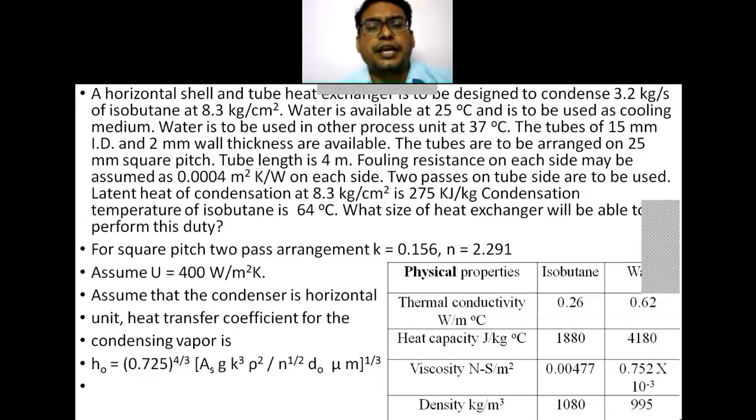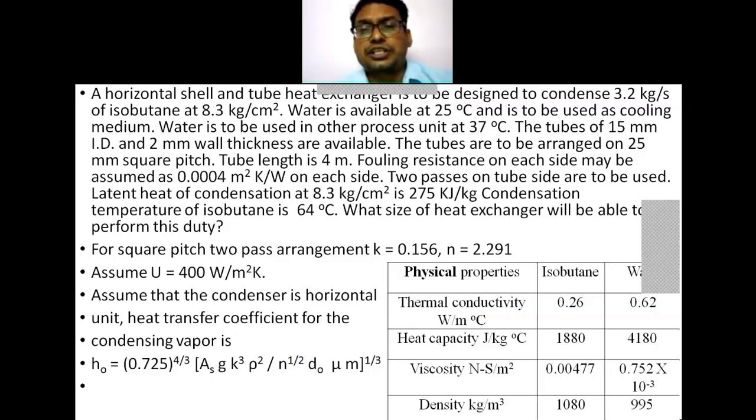The tubes of 15 millimeter ID and 2 millimeter wall thickness are also available. So 15 millimeter ID and 19 millimeter OD is mentioned. The tubes are arranged on a 25 millimeter square pitch arrangement. This is also mentioned. The tube length is also mentioned, that is 4 meter. Then the fouling resistance on each side may be assumed to be 0.0004 meter square Kelvin per watt on each side. Two passes on the tube side are to be used. Again, this is also mentioned.